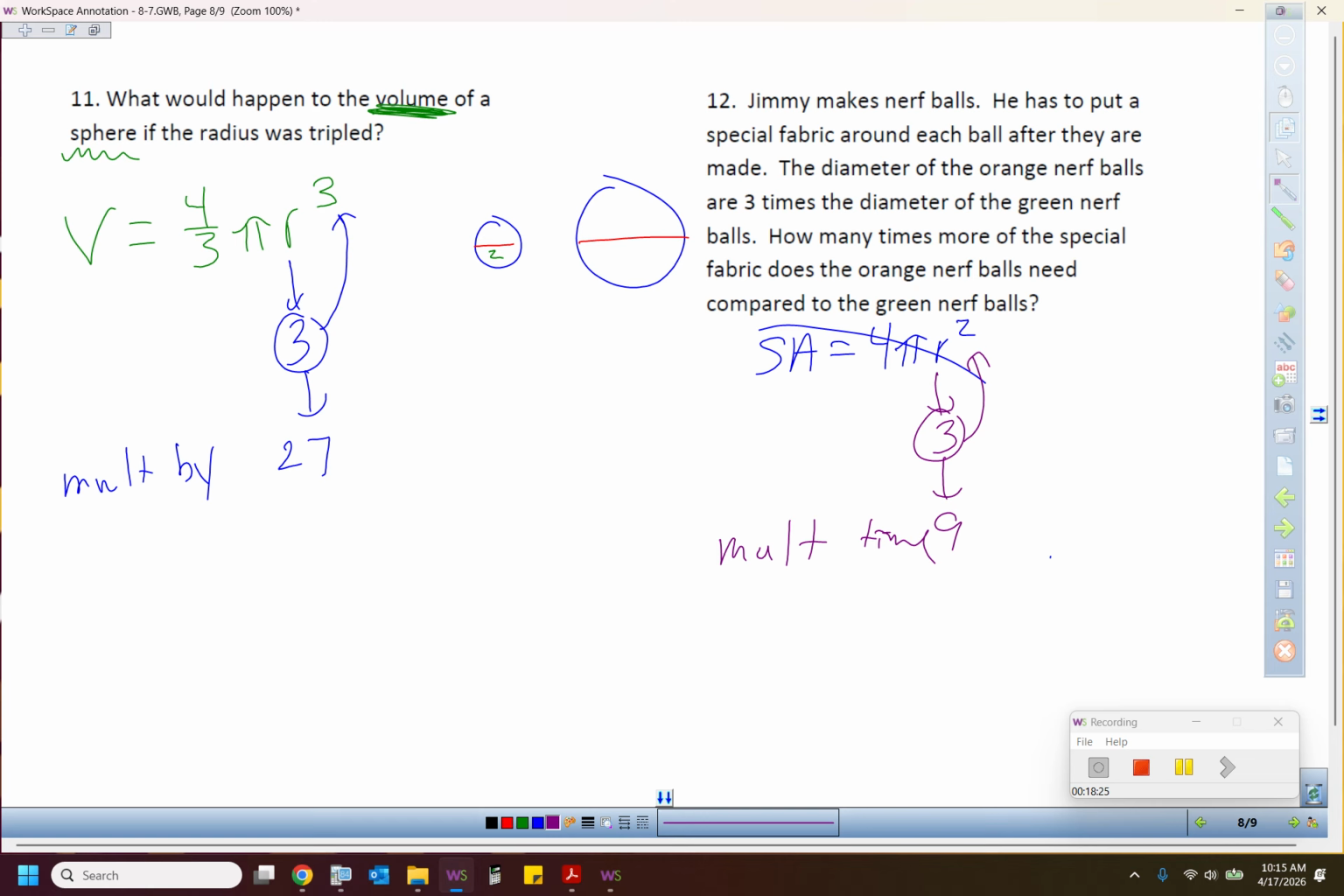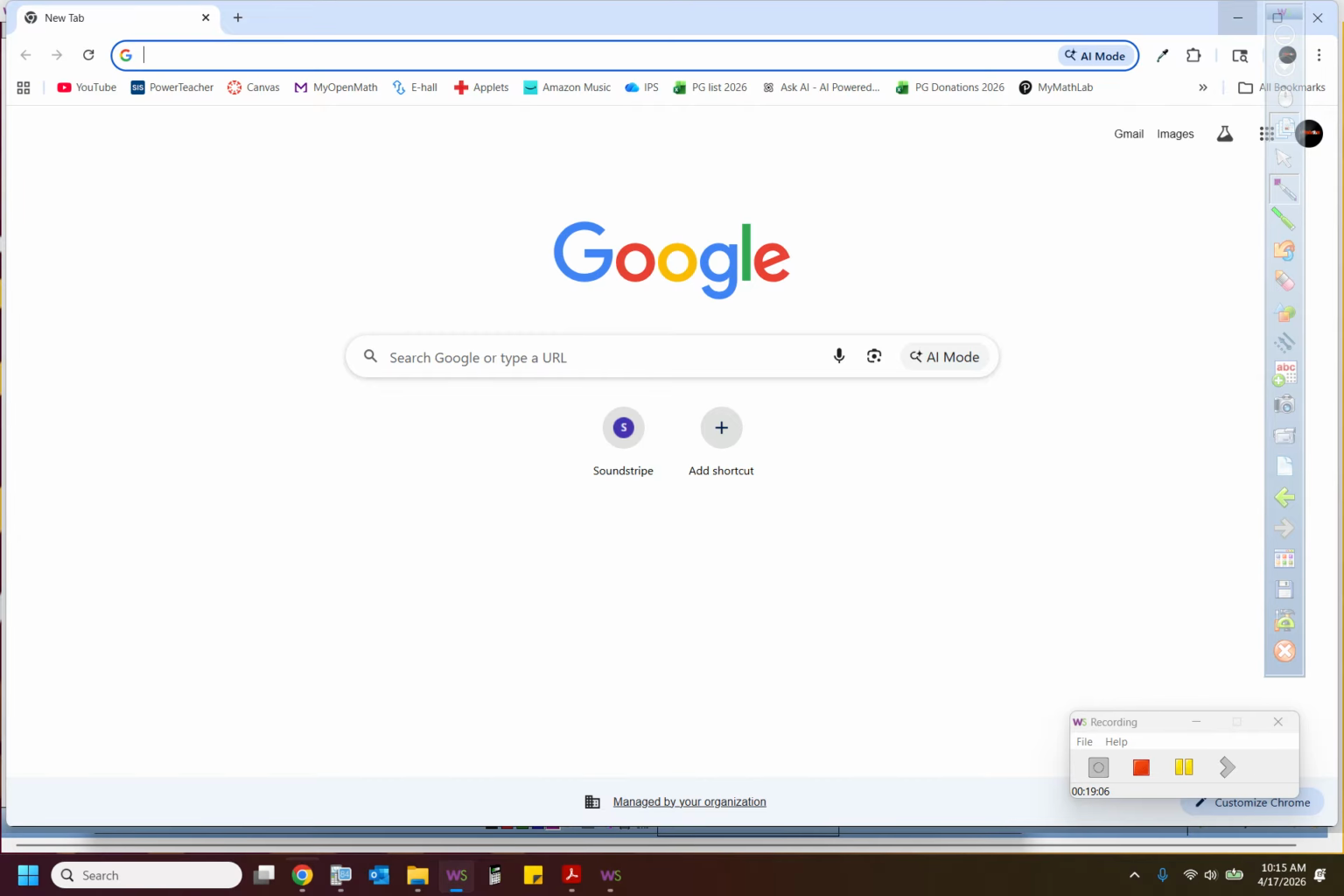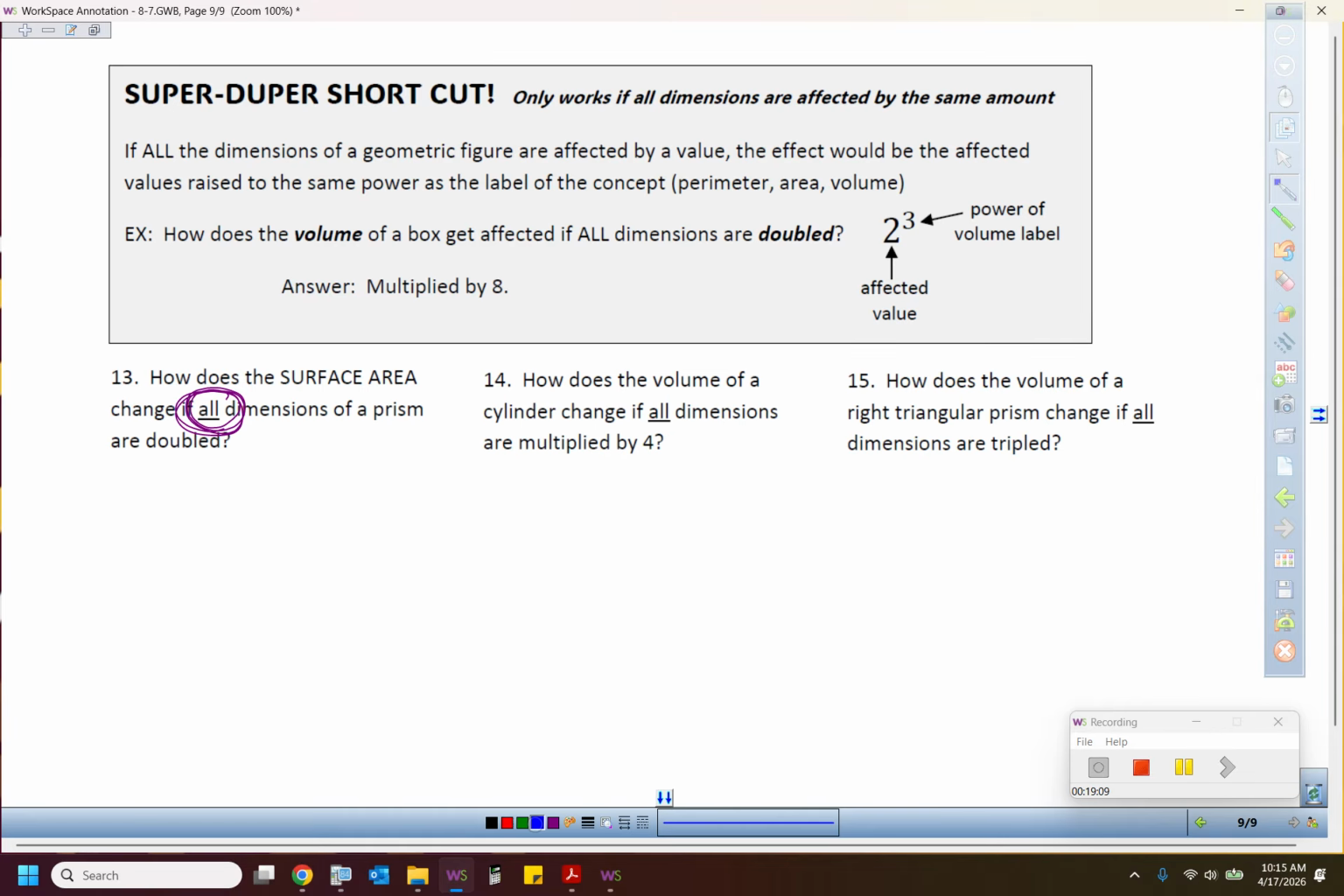It doesn't work every time. The drop arrow system works every time. But down here, the super duper shortcut works when they mention that all of the dimensions are affected. Not just a radius, not just only the height or a length, but if all dimensions are affected, follow this lead. It says, how does the surface area change if all dimensions of a prism are doubled?